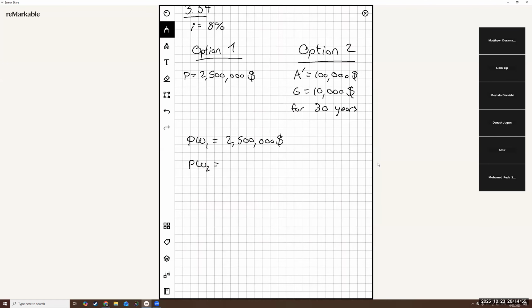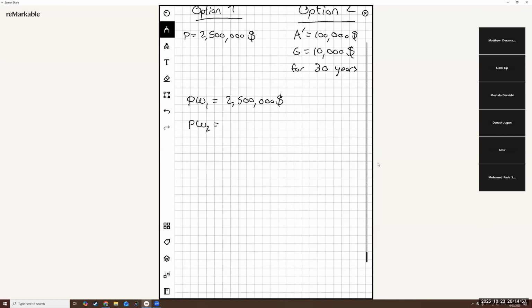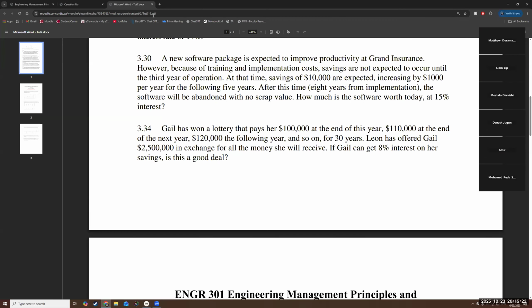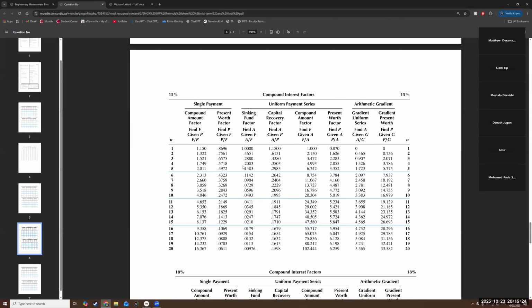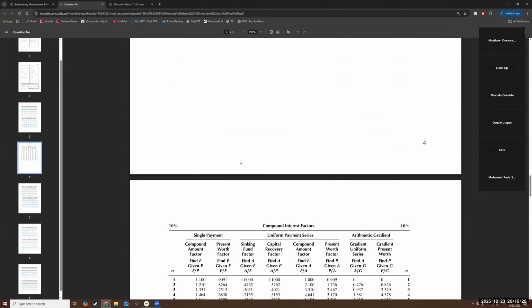Okay, let's do our same calculation here we've been doing. The equivalent annuity would be 100,000 plus 10,000 A/G, 8%, for 30 years. I believe we can use the tables for this one too, because the earlier tables go down to 30, it looks like.